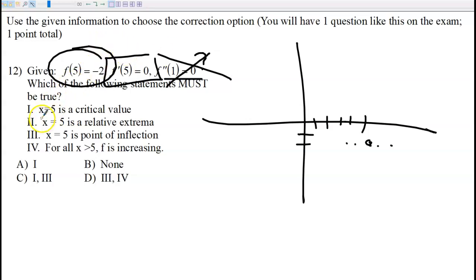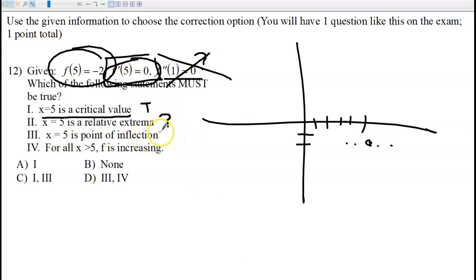So is x equals 5 a critical value? Yeah, that's still true because critical values are where the derivative equals 0 or the derivative is undefined. So that's true. Is it a relative extrema? Well, it's hard to say. It could be. It's possible the graph looks like this, even if the second derivative is 0, in which case it would be. But another way you could have it equal 0 is if the concavity is switching, in which case it's not. So we don't know if it's an extrema or not.